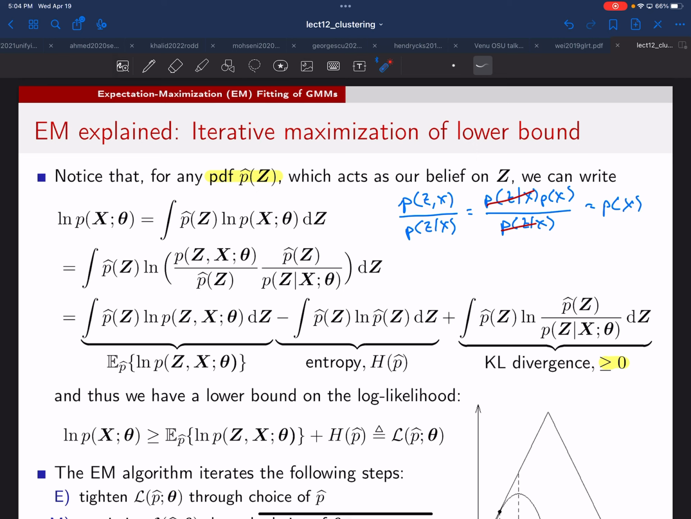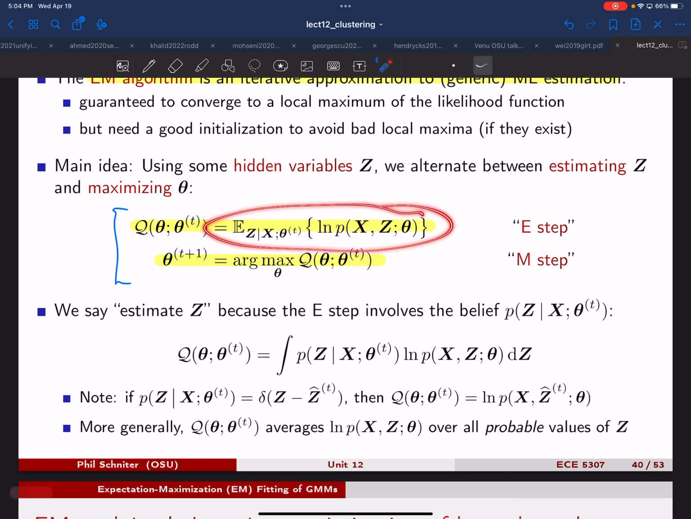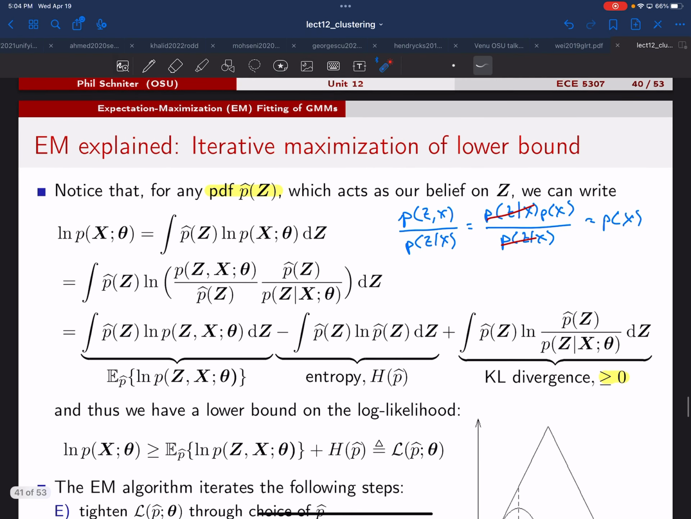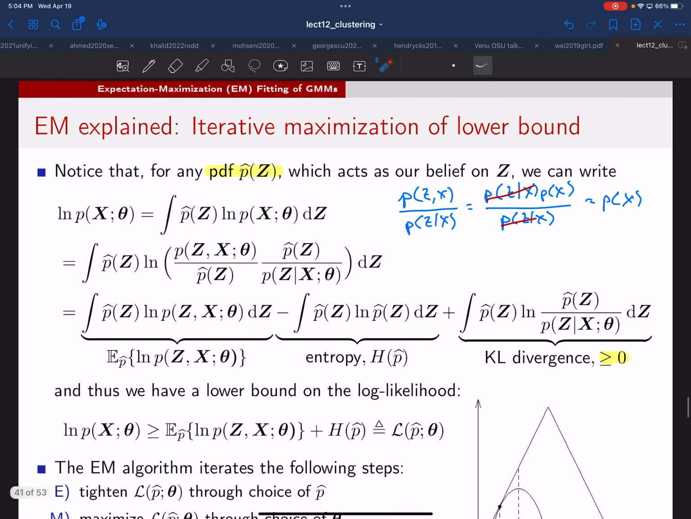So it's a little bit weird, but maybe the key thing is that we've actually just seen this. That is exactly this. This is the expectation over some belief on z of the log of the joint. Okay, so this, as you can see, is starting to get related to the EM algorithm. This is, in fact, the main quantity in the E step of the EM algorithm. Okay, so everybody with me so far?